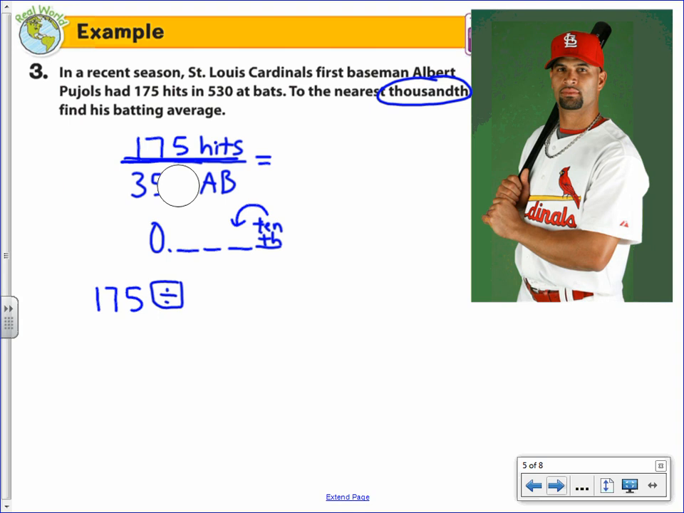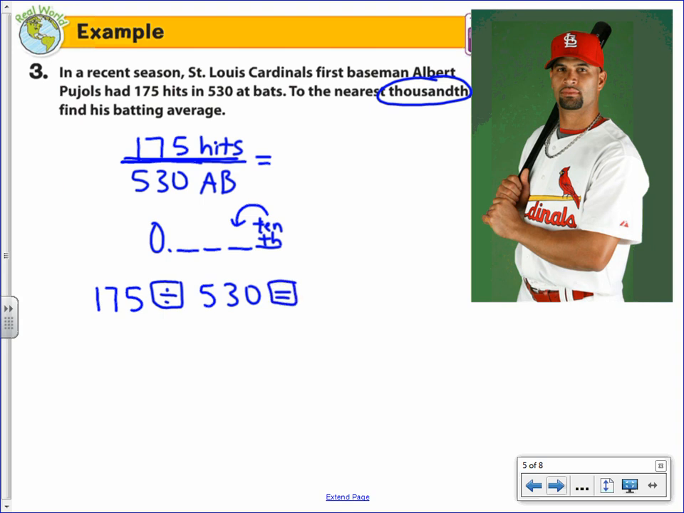Let me erase this because I have the wrong number here. It's not 350, it's 530. So I'm going to divide by 530, and then I'm going to hit my equal sign. So I have 175 divided by 530, and we hit the equal sign.